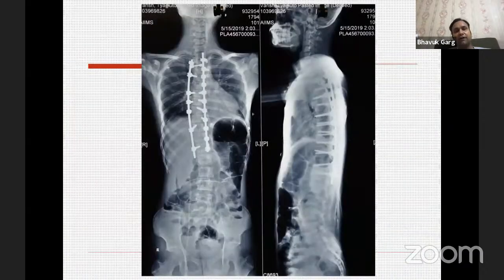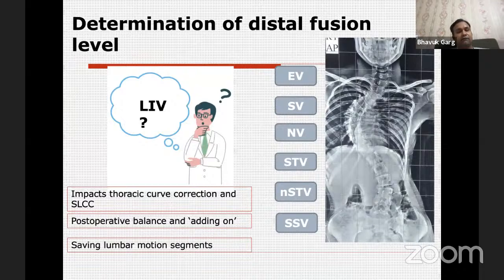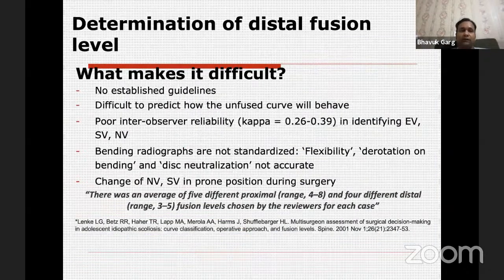But again, we could identify the proximal thoracic curve, and we went above, and the shoulders remained balanced post-op. For distal fusion levels, various criteria have been described, ranging from end vertebra, stable vertebra, neutral vertebra, and substantially touched vertebra, to the sagittally stable vertebra. There are no established guidelines, and there are variations among the various authors.